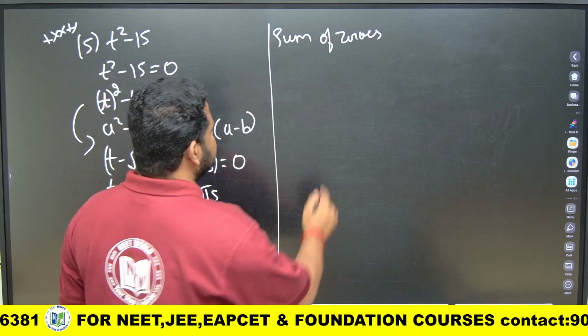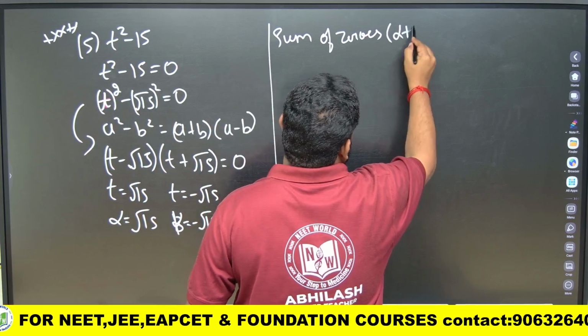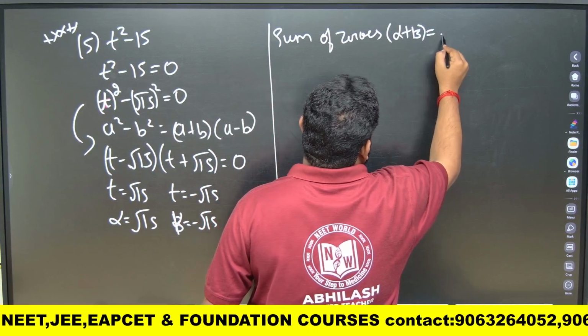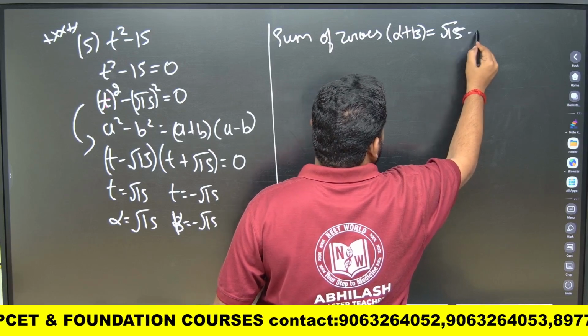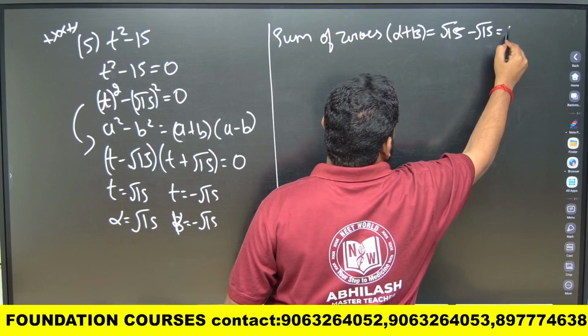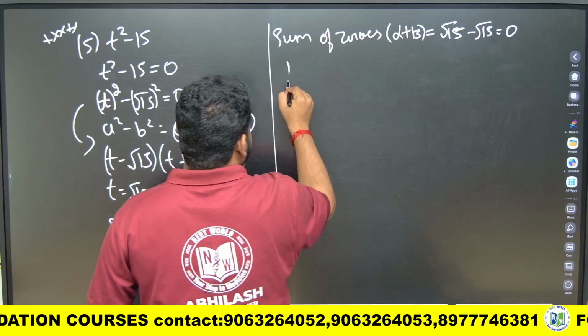Sum of zeros is alpha plus beta. Alpha is root 15 and beta is minus root 15. Root 15 minus root 15 is 0. Product of the zeros.